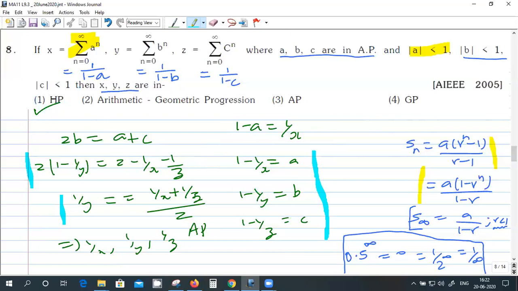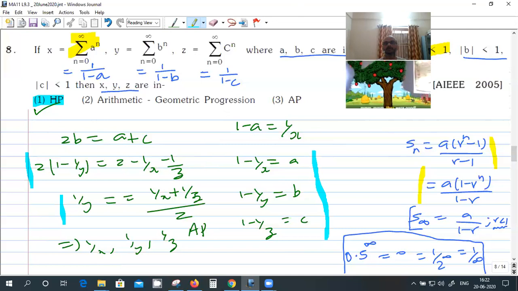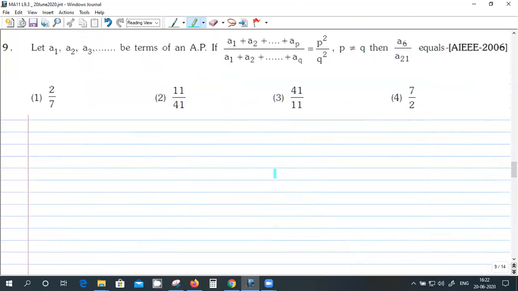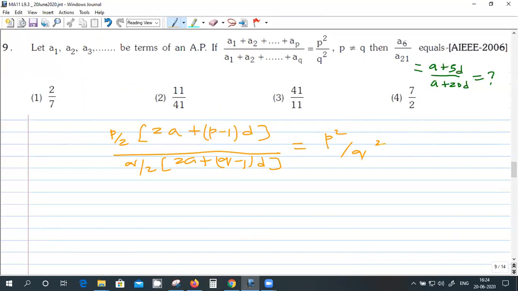So the answer is 1. Now will you find that exact value? For what? A1 plus A6 by A21? That you'll find out. This first step is clear.